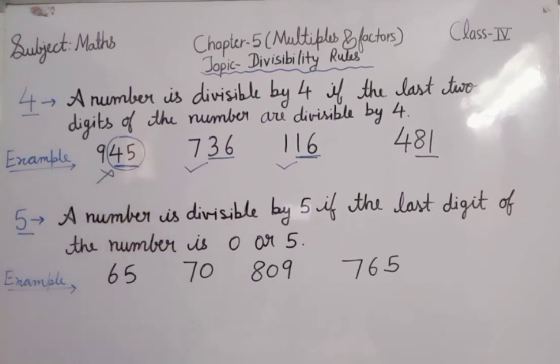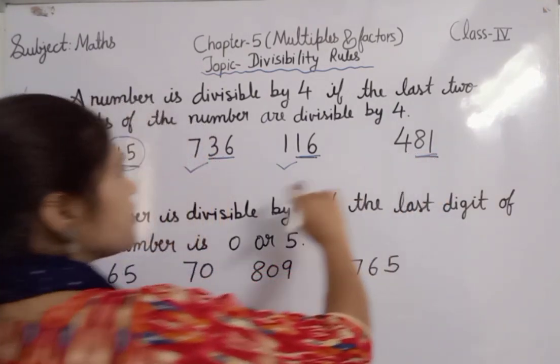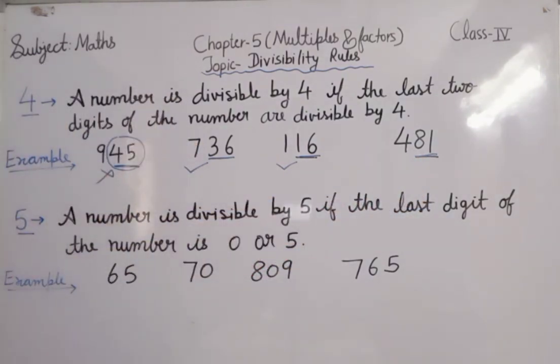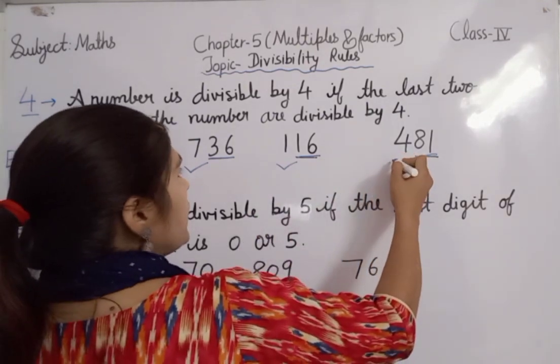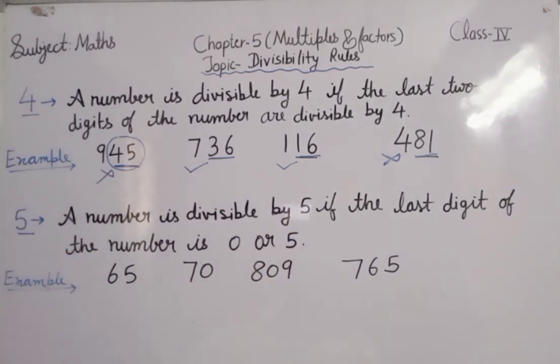Now 481. So 81 is not divisible by 4. If you divide 81, there will be some remainder there. So it means it is not completely divisible by 4. Clear? Is it clear now? What is the rule for 4? We have to just check the last two digits of the number.